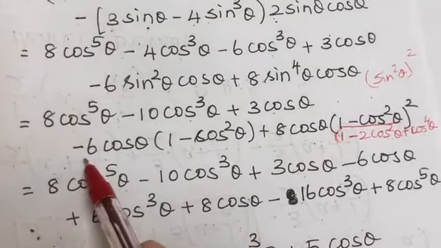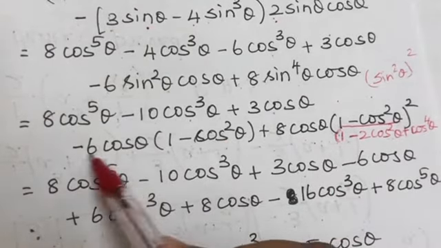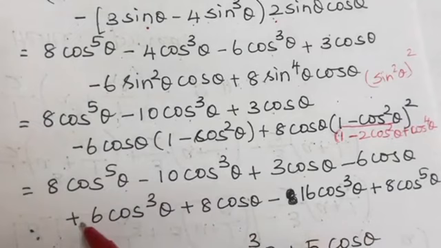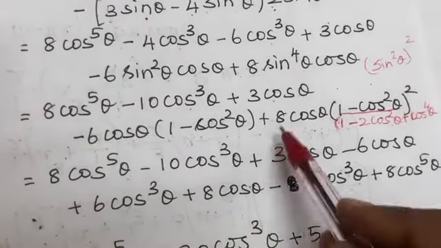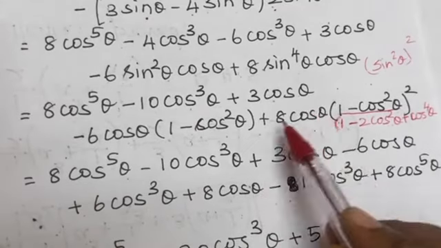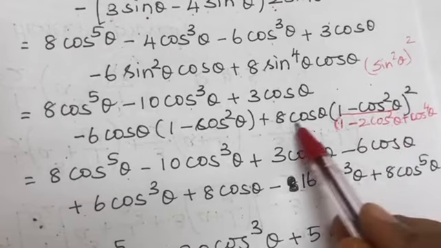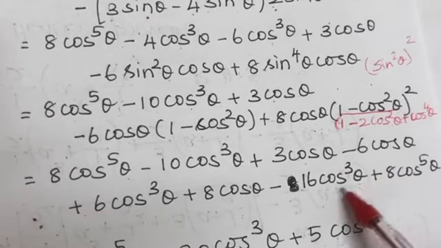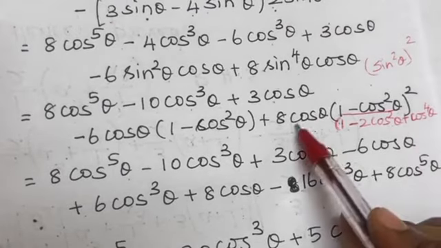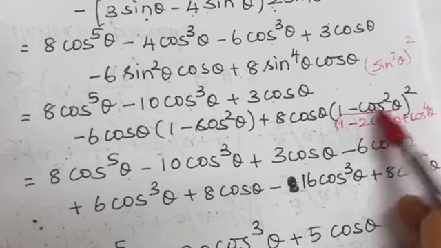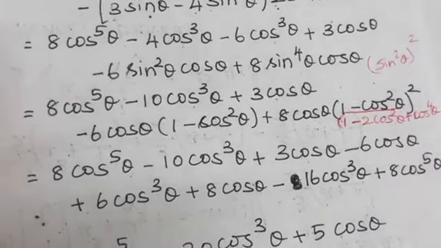Here we have to multiply minus 6 cos theta with this. So minus 6 cos theta, while multiplying this minus into minus will be plus. So plus 6 cos cube theta. Here plus 8 cos theta. While multiplying with this, minus 16 cos cube theta. Here cos theta, here cos square. So it is cos cube theta, plus 8 cos power 5 theta because cos theta, here cos power 4. You can write a separate step for this. Okay, if you want you can write.